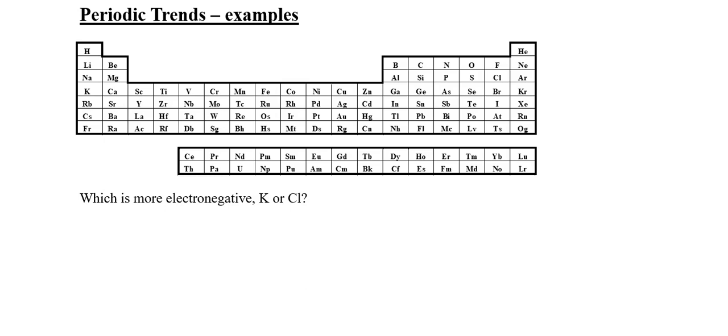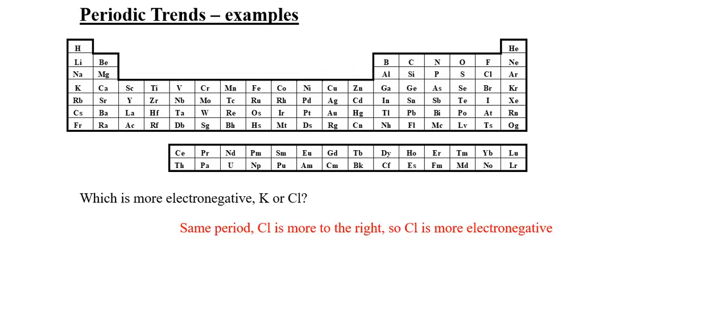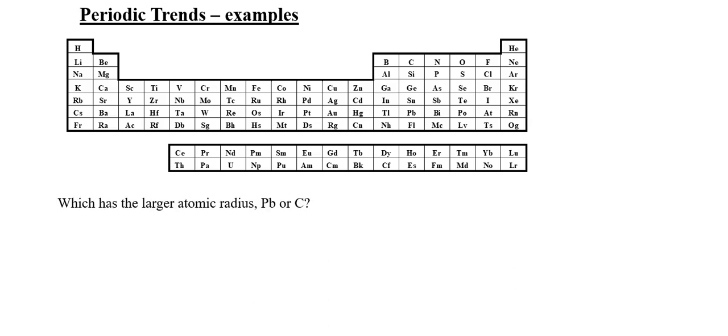Which is more electronegative, K or Cl? Okay, well, K is here. Cl is over there. Okay, they're not exactly in the same row, but hey, Cl is more up and to the right. We're going to increase with electronegativity up and to the right. Cl is up and to the right, so it just makes sense. They're not in the same period, cool, but they're more up and to the right, and so Cl is more electronegative.